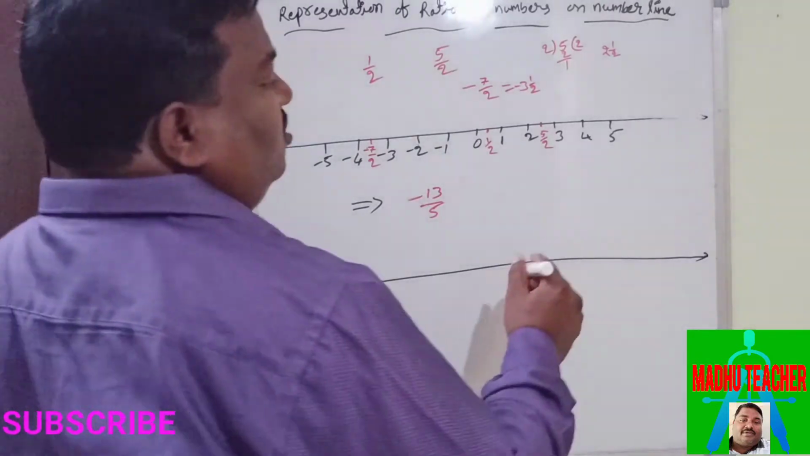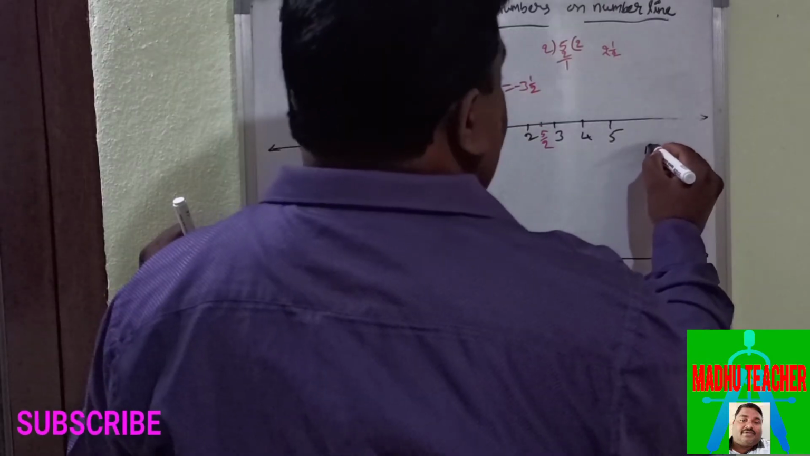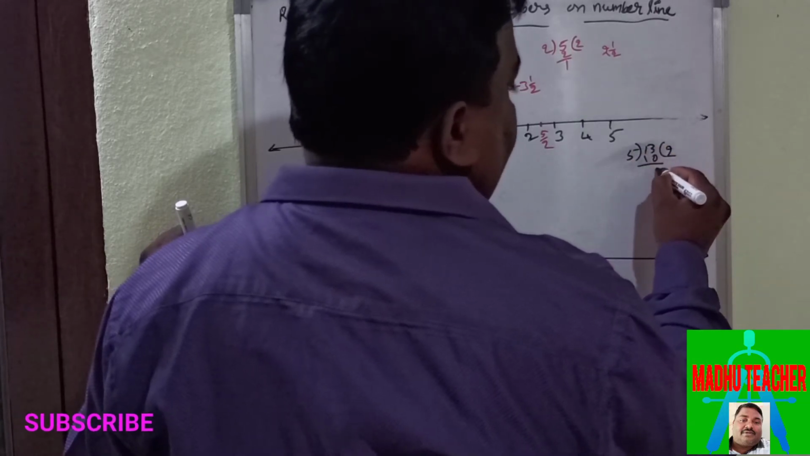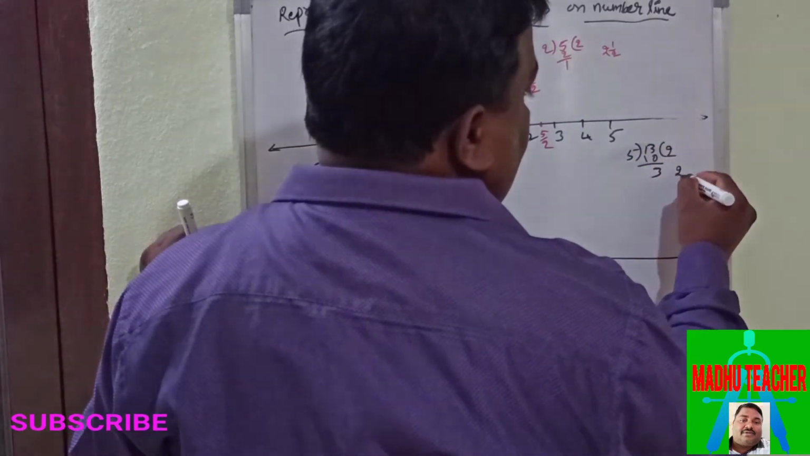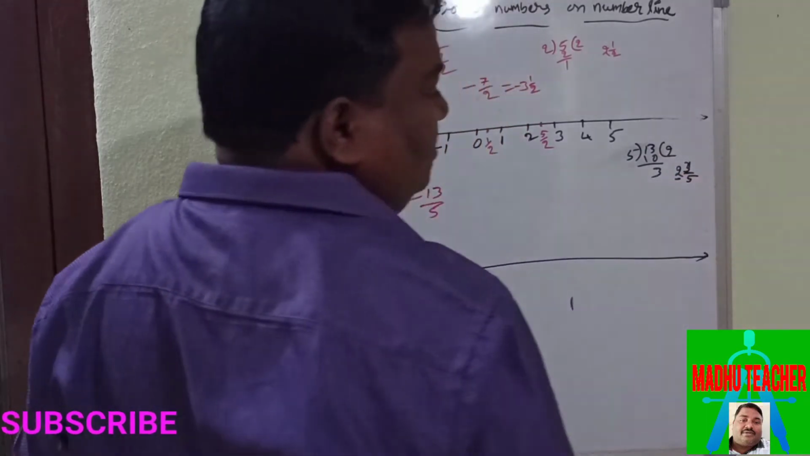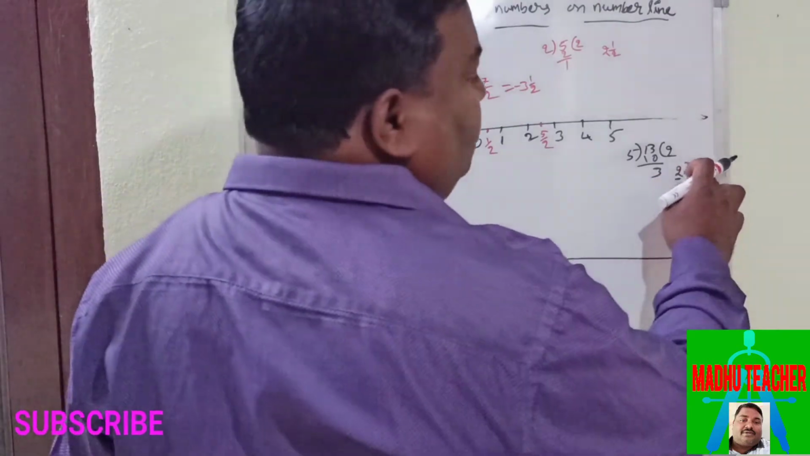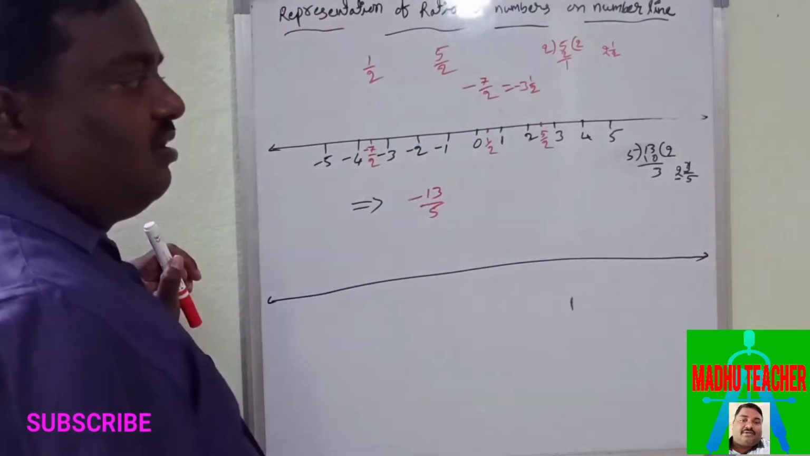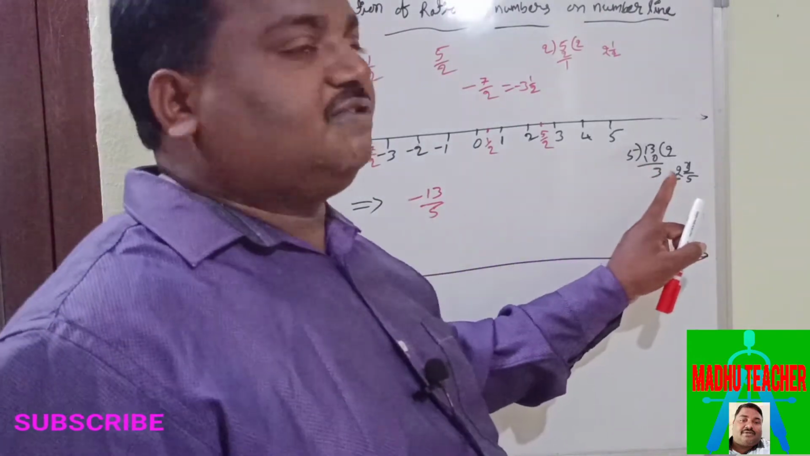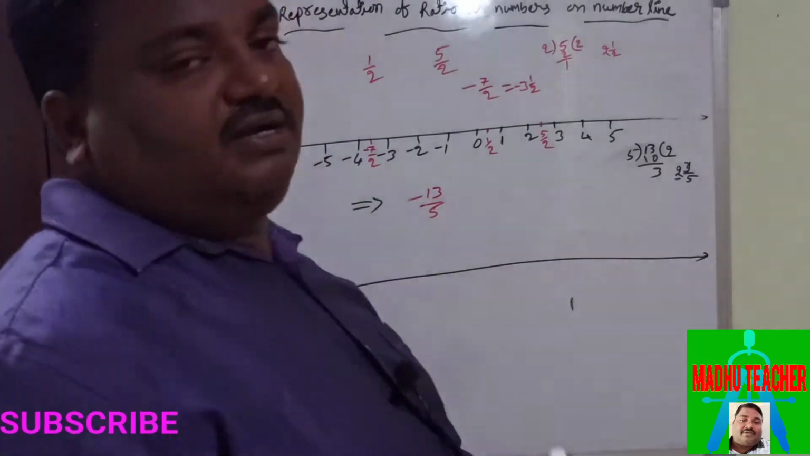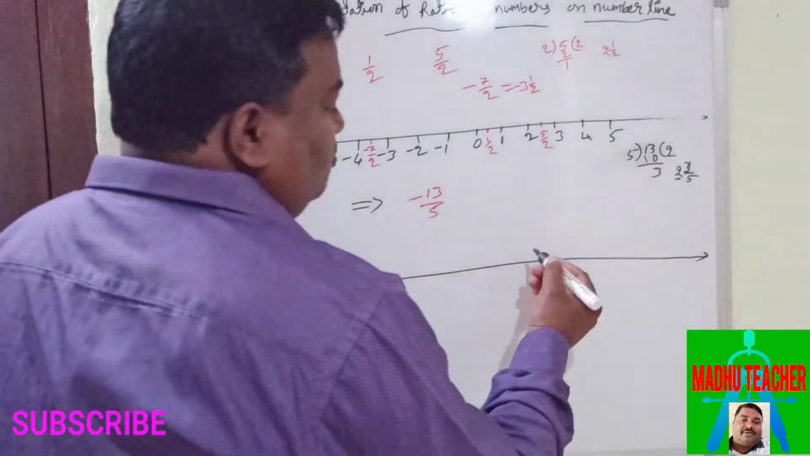To decide that, divide 13 by 5. 5 2s are 10. So it gives remainder as 3. So it is 2 whole 3 by 5. That means it lies after 2. That means it lies between -2 and -3. So you have to write.